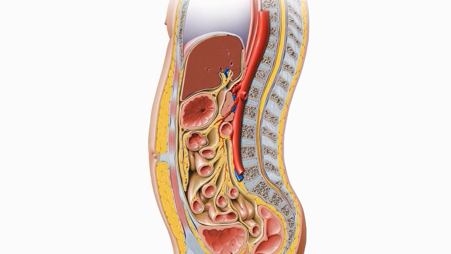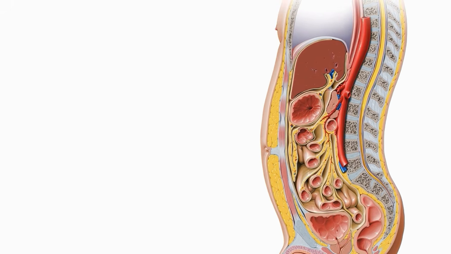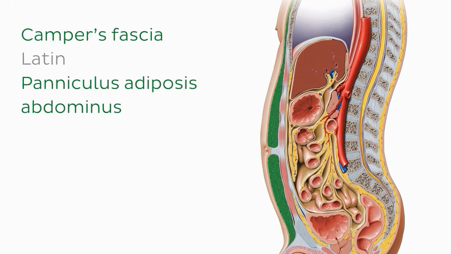The abdomen is bounded by the diaphragm, the pelvic brim, and the anterior and posterior abdominal walls. So let's start by looking at the anterior abdominal wall. This over here is the Camper fascia, and it is one of two layers that make up the superficial fascia of the anterior abdominal wall.